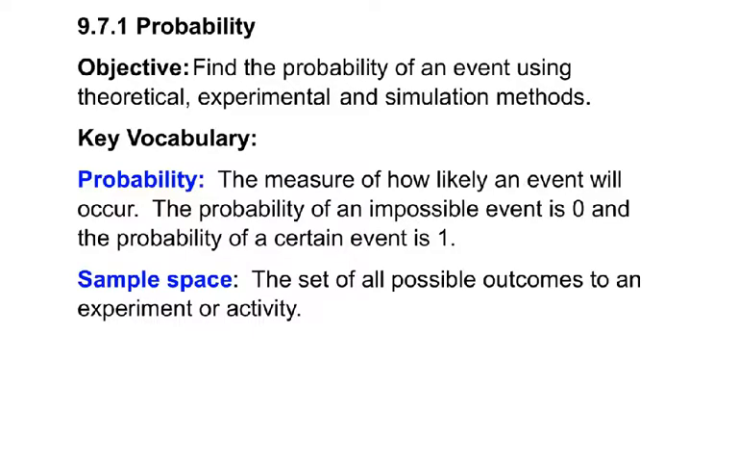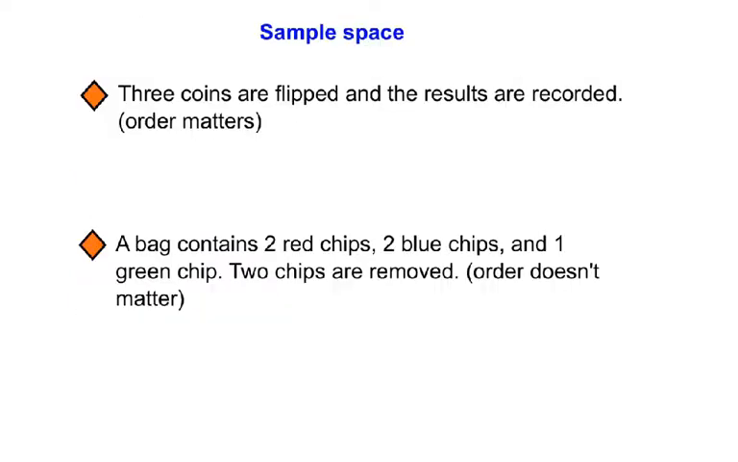So if something is 100% going to happen, then the probability would be 100%, expressed as a regular number rather than as a percentage, which would be 1. Sample space is the set of all possible outcomes to an experiment or an activity.